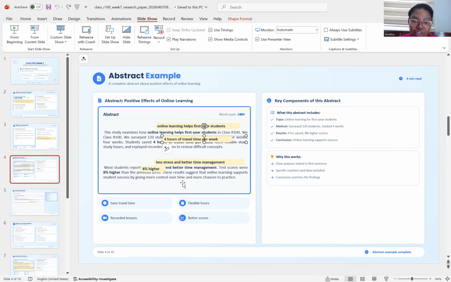So from here, you can see in the abstract, it tells us that it saves time, the lessons were recorded, flexible hours, and better scores. Those are my results, and I included that.